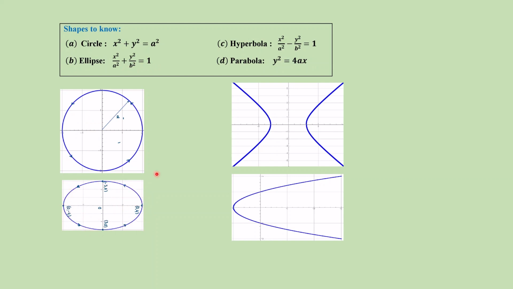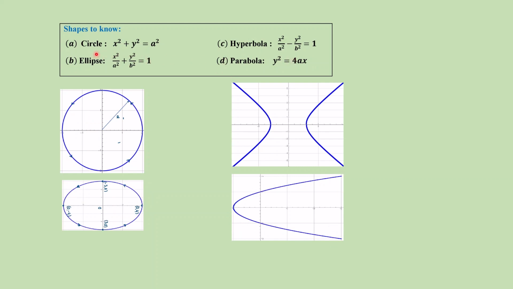And how about the hyperbola? If you replace this plus by minus, then it would be the equation of a hyperbola. And its shape is like this. This is a hyperbola. And how about the parabola? For a parabola, it is y squared equals 4ax or x squared equals 4ay. It can be either one. When y squared equals 4ax, then its shape is like this. So it's better to know these shapes.